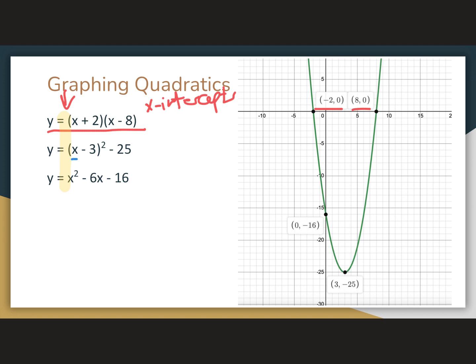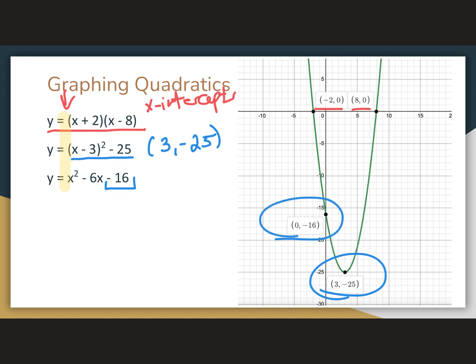So the next part here, this gives me my vertex. I know my vertex is 3, -25. From here, I can see that right here. And then in standard form, I know that my y-intercept is -16, which I can see right here. So looking at these different formats, you can see what the graph will look like.